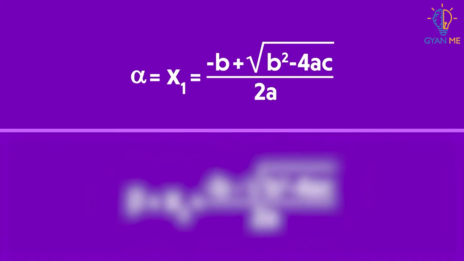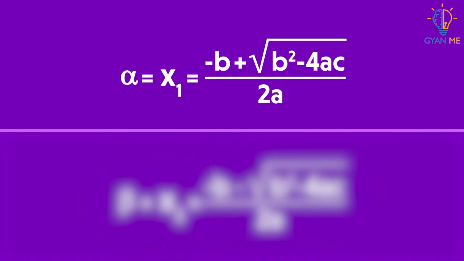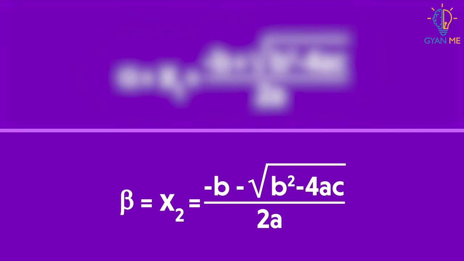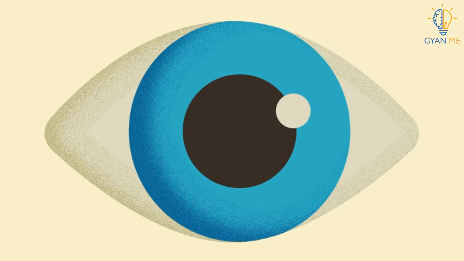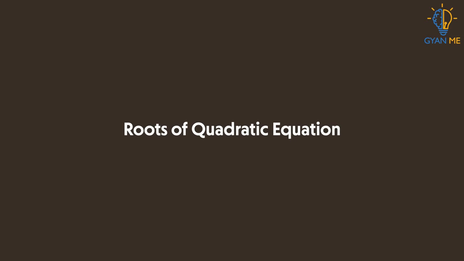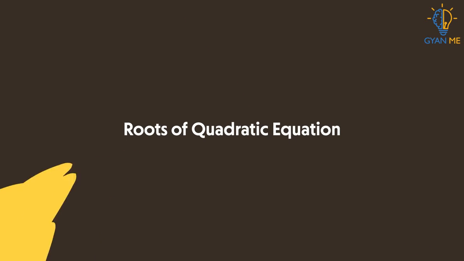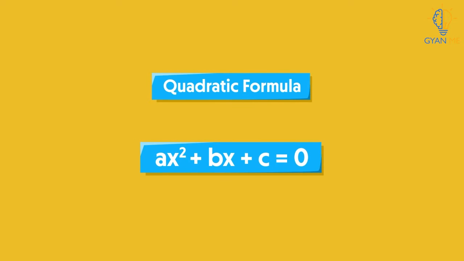Written separately as first root x1 denoted as alpha equal to minus b plus under root b square minus 4ac upon 2a, and the second root x2 denoted as beta equal to minus b minus under root b square minus 4ac upon 2a. Now students, we have seen the formula used to find out roots of quadratic equation, and this is why it is called quadratic formula. So let us derive this formula.